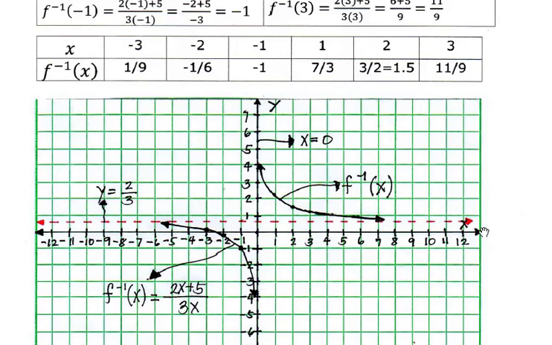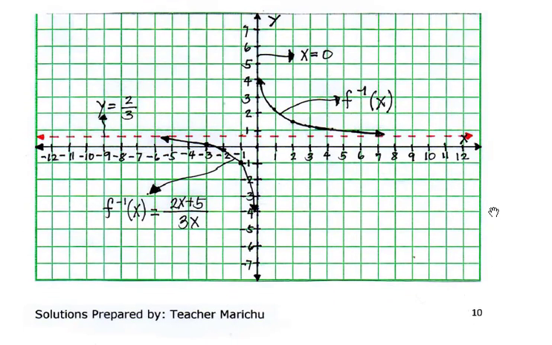So for the graph, we have it here. Again, we have to plot in the horizontal asymptote, which is y equals 2/3. And the vertical asymptote, x equals 0, is here already. So this is now the behavior of the graph. F inverse of x equals 2x plus 5 all over 3x. This concludes our solutions for the exercises in this particular learning activity.